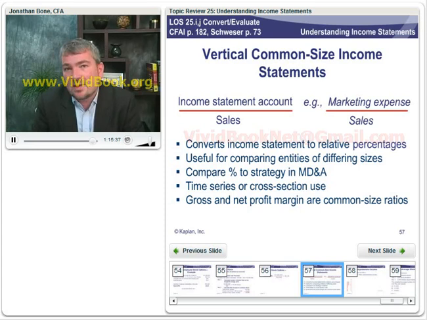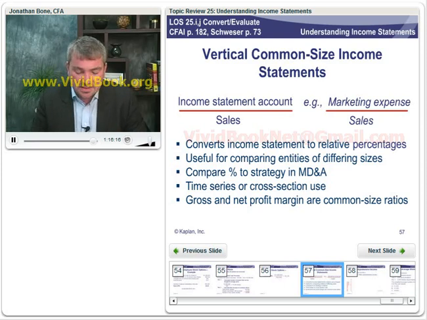Simply, the way we do this is we take the income statement line and divide it by sales. So every item in the income statement is shown as a percentage of sales. So, for example, marketing expense would be marketing expense divided by sales. You'd look at cost of goods sold divided by sales, interest divided by sales. So everything is shown as a percentage relative to the sales. Then, of course, we can look at our management discussion and analysis and see if these percentages make sense. We can look at time series, how these percentages are changing over time for the company. And we can look at cross-sectional and compare firms of differing size.